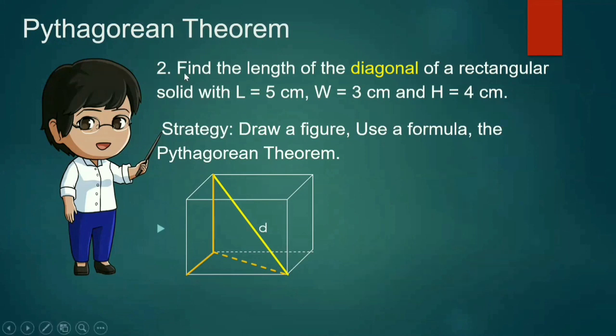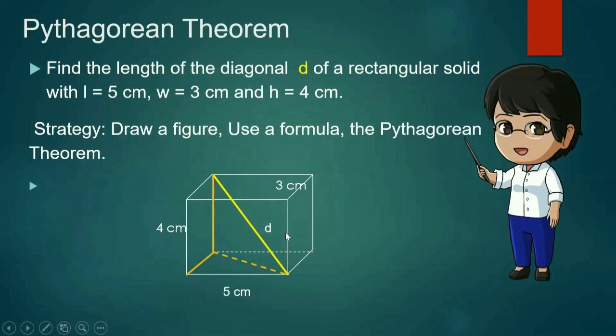Problem number 2. Find the length of the diagonal of a rectangular solid with length equal to 5 centimeters, width equal to 3 centimeters, and height equal to 4 centimeters. The strategy is to draw a figure and use a formula, and the formula that we will use here is the Pythagorean Theorem. If you look at the figure, here we have a right triangle at the bottom and another right triangle here, which is standing.